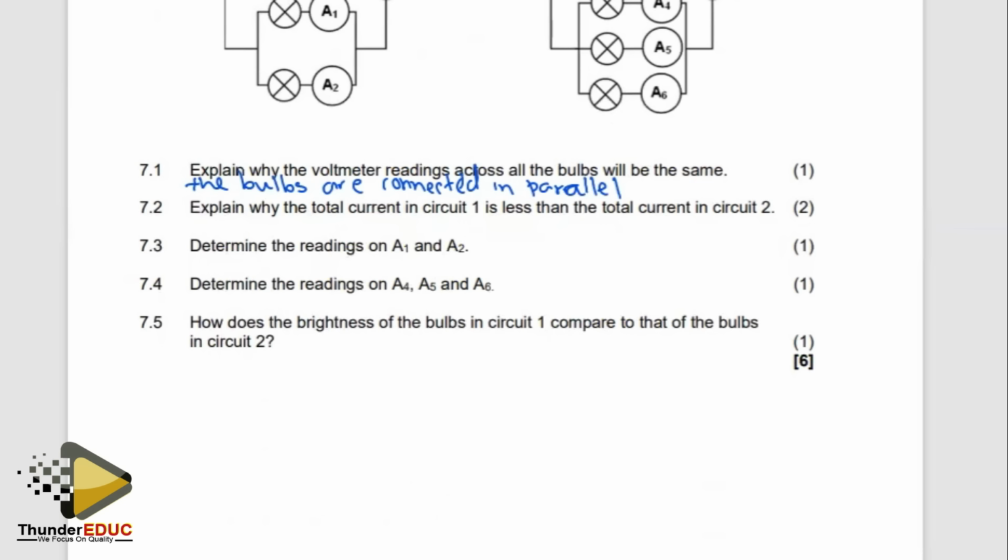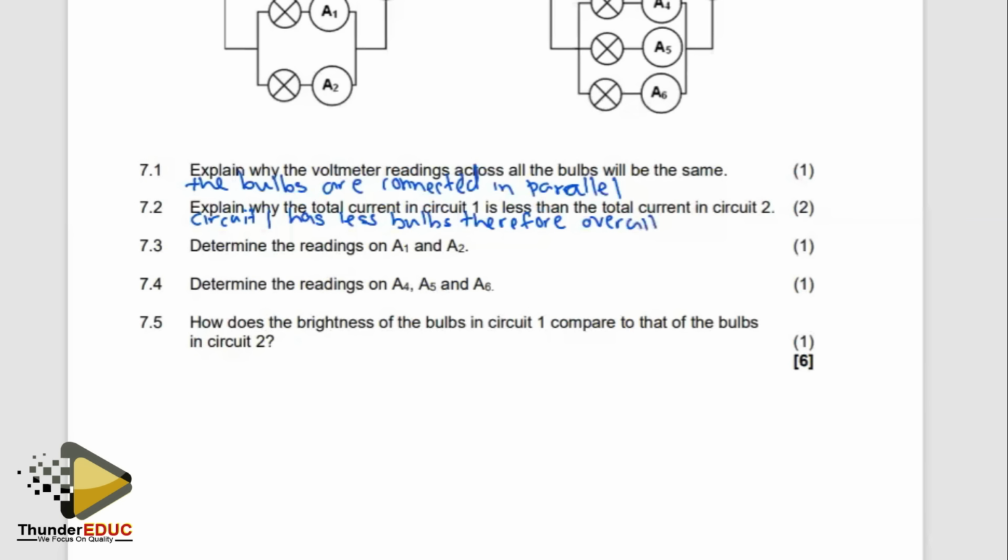Okay, so circuit one has fewer bulbs, so overall resistance is higher than circuit two. So we are saying your answer becomes, 7.2: circuit one has fewer bulbs. Therefore, overall resistance is higher.